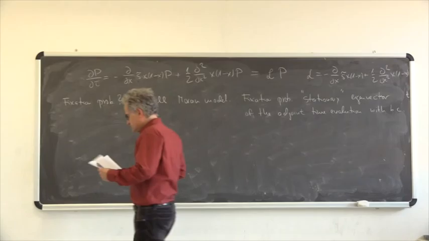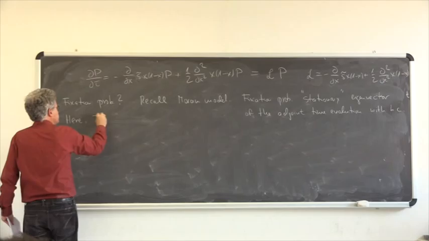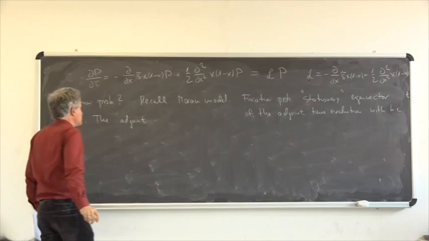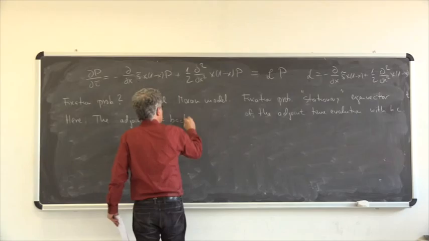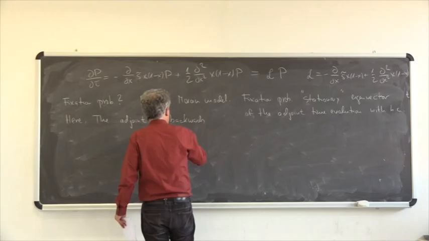Okay, so here the adjoint operator is simply here, and in stochastic process theory, this is also called the backwards Kolmogorov equation. So if this is the forward Kolmogorov equation, then this is the backwards Kolmogorov equation.